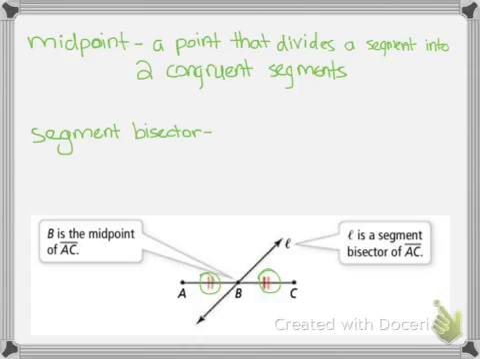Alright, and then we're also going to go ahead and define a segment bisector. Okay? So a segment bisector is just a line, ray or segment, that goes through the midpoint.